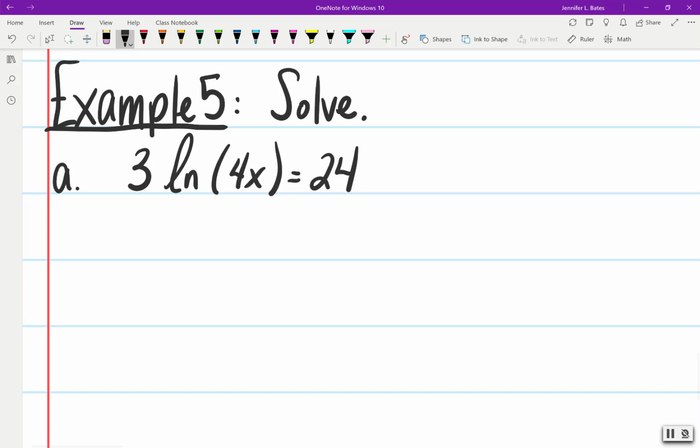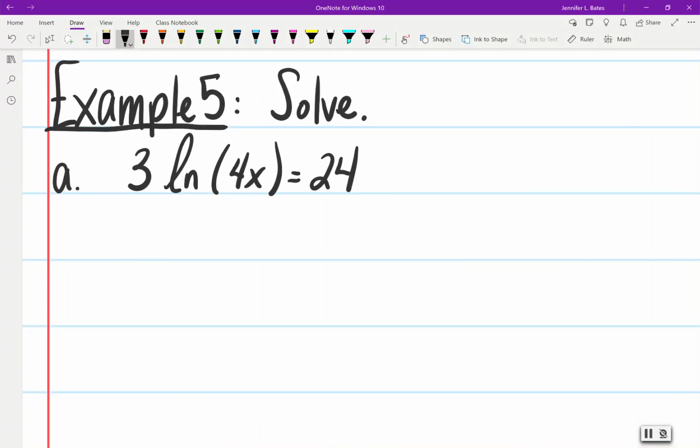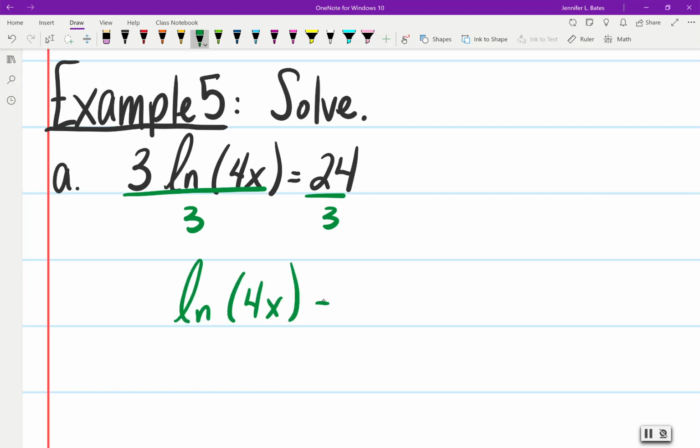Now, on these problems, the easiest way to logic through what we're doing is to think, okay, the x, the variable, is trapped inside the argument. So if I want to untrap our variable, we're going to need to get that log by itself. So the first thing we want to do is move the 3. In this case, we're just going to divide both sides by 3. So I've got the natural log of 4x is equal to 8.